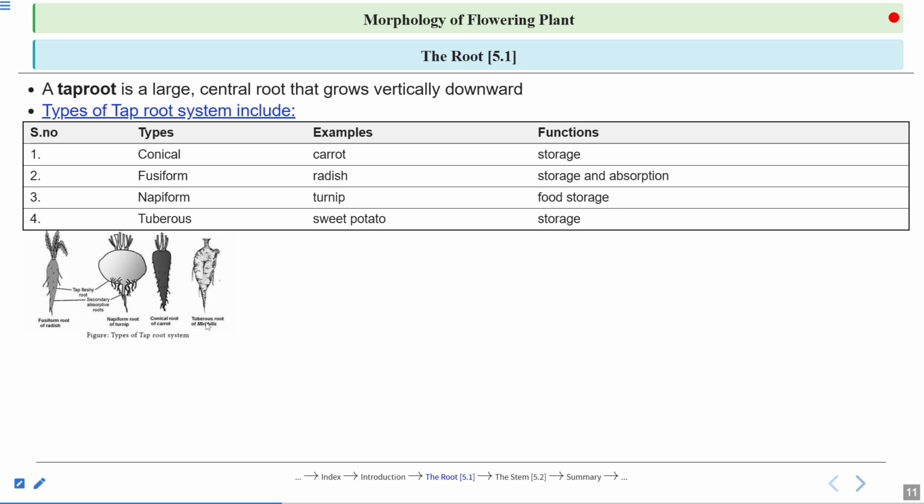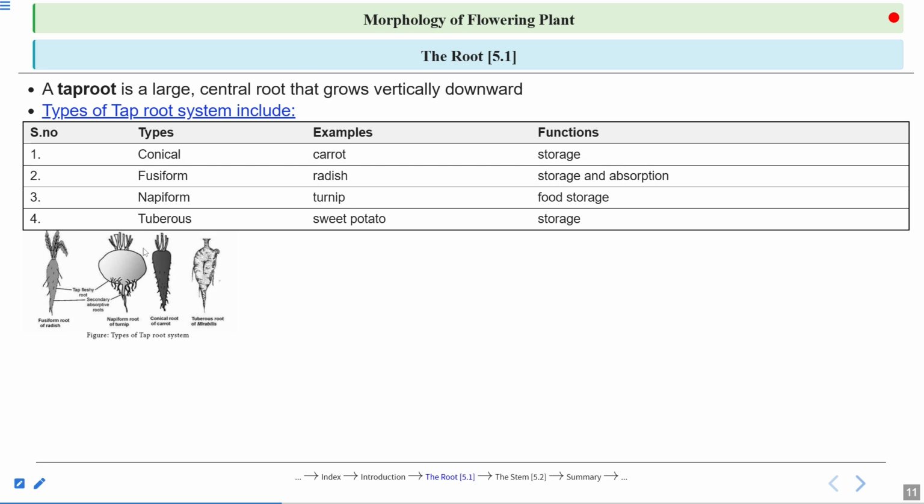And we are having the tuberous root. The root is in the form of tuber, as we see in the case of mirabilis, or sweet potato is another example. Now let us see in the table. The first one, conical, example is the carrot. What is the function of it? This carrot stores food material, and that is why we consume carrot in our food.